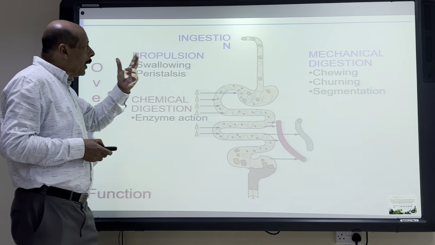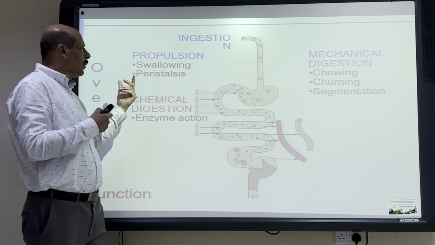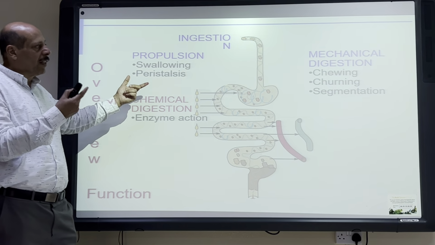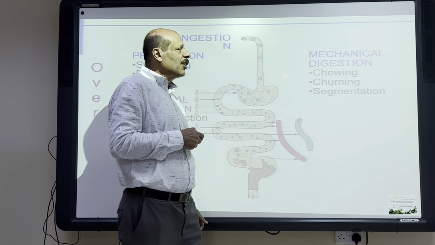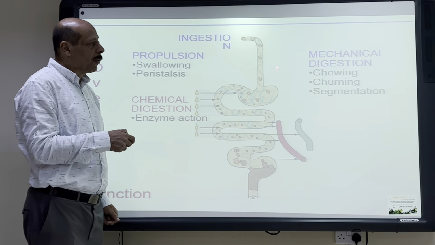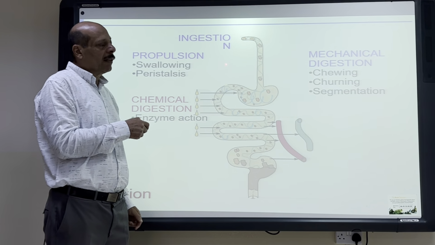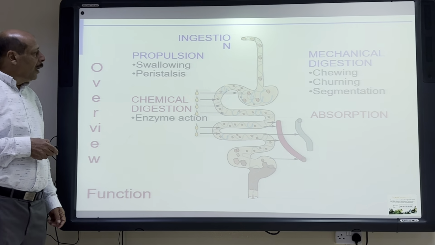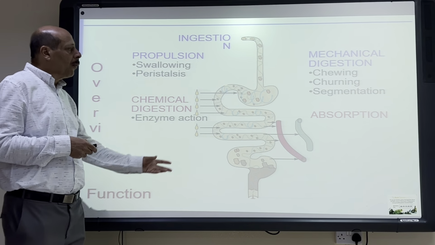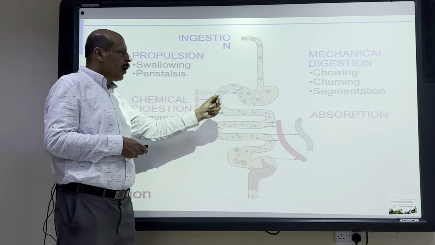So ingestion will be through the mouth and the esophagus. Swallowing will be there after ingestion, and the process of digestion here is the mechanical digestion by the teeth in the first part of the digestive system in the mouth: chewing, then churning, then segmentation and swallowing. This happens in the upper part of the digestive system, in the mouth and in the stomach.